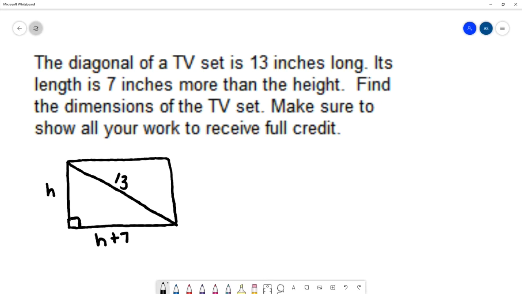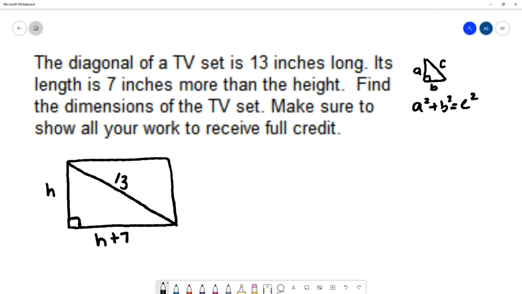So we know with the Pythagorean theorem that if we have a right triangle, the side opposite of the right angle is the hypotenuse, and we label that with C. And the other two sides are called the legs, and we label them with A and B. The sides can be related to each other with A squared plus B squared equals C squared.